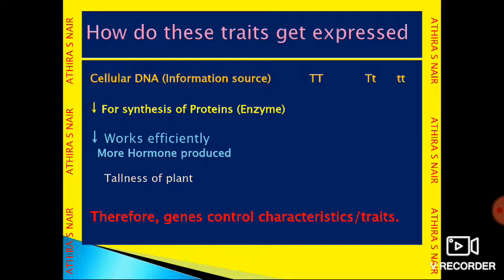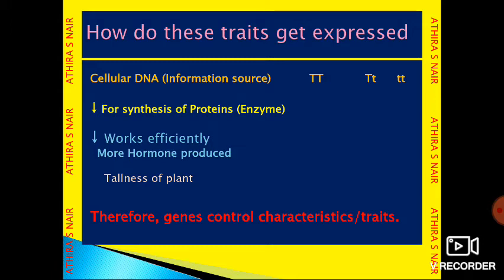Hi students, now we are discussing the chapter Heredity and Evolution. Today we will be discussing first about how these traits get expressed, or how the mechanism of heredity works.